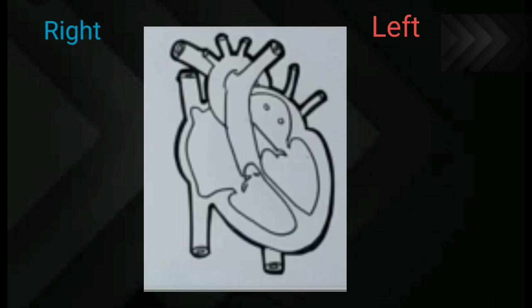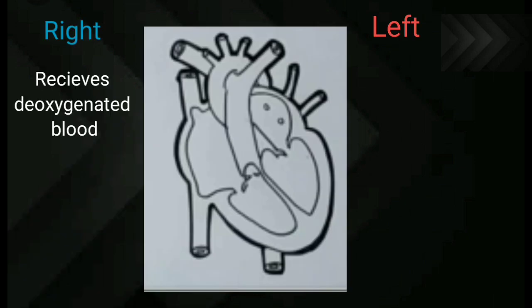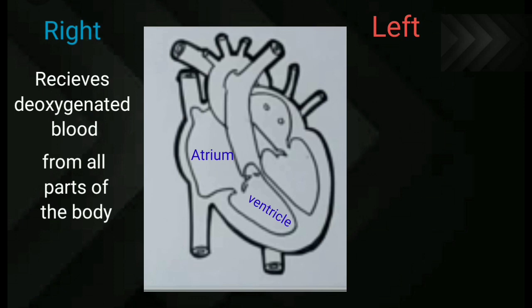Now let's see in detail how the blood reaches different parts, where it comes from and where it goes. This is a very important part and it is going to start now, so be very focused and understand. First, we will start with the right side of the heart, which receives deoxygenated blood. The deoxygenated blood is created in all parts of the body, and from all parts of the body it enters the right atrium.